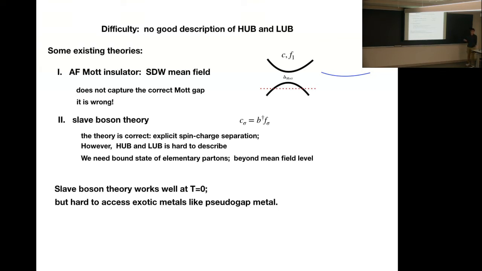It's quite complicated. So people, of course, tried to use the slave boson theory for cuprates. At zero temperature, it actually works well. It can give you a good description of the d-wave superconductor. But if you want to go above Tc, you find that the theory is very hard to capture the phenomenology. So somehow, I think we need a new framework. We cannot use the naive mean field theory. We need to use some exotic theory, but we shouldn't use this one. And that's the limitation of this work.